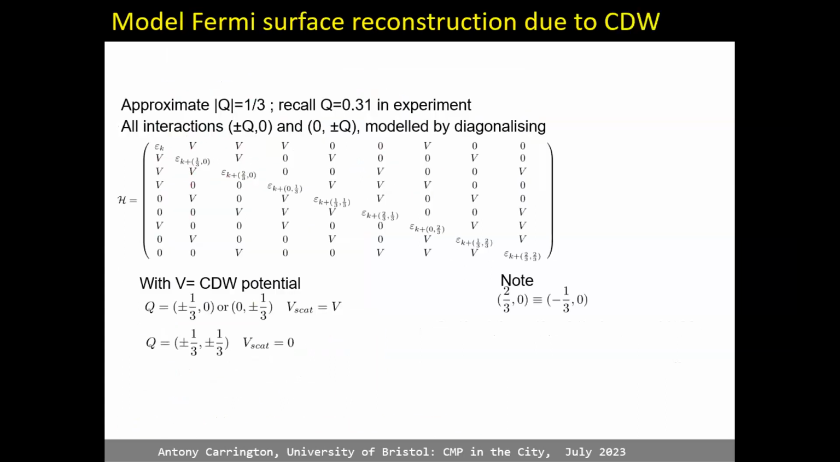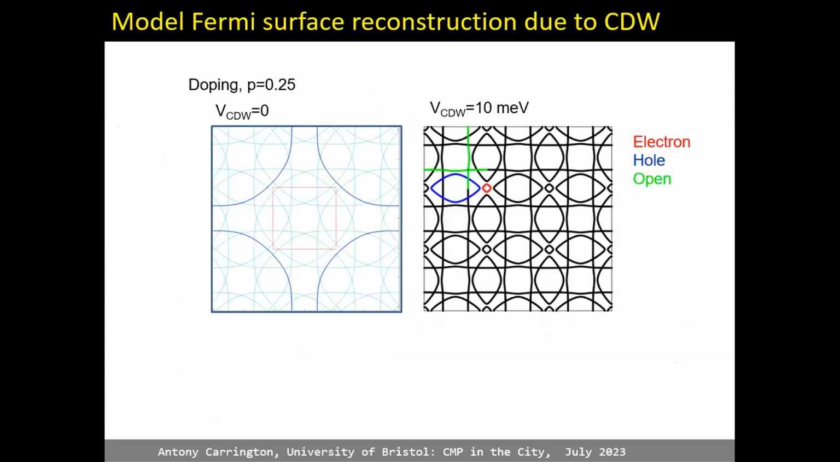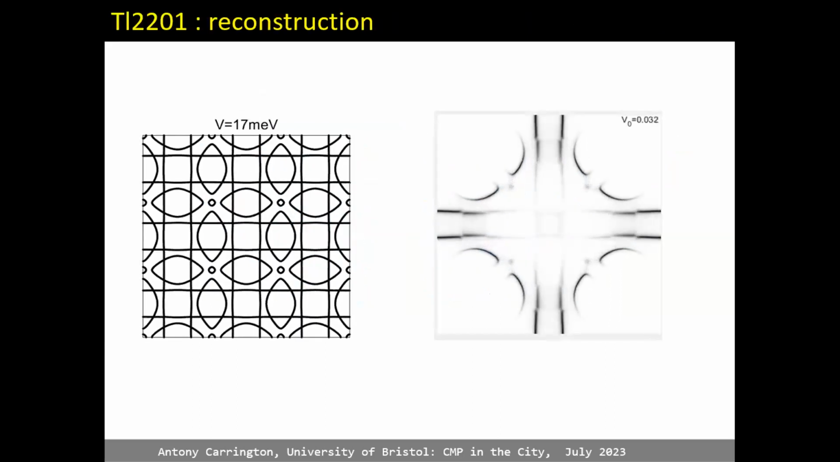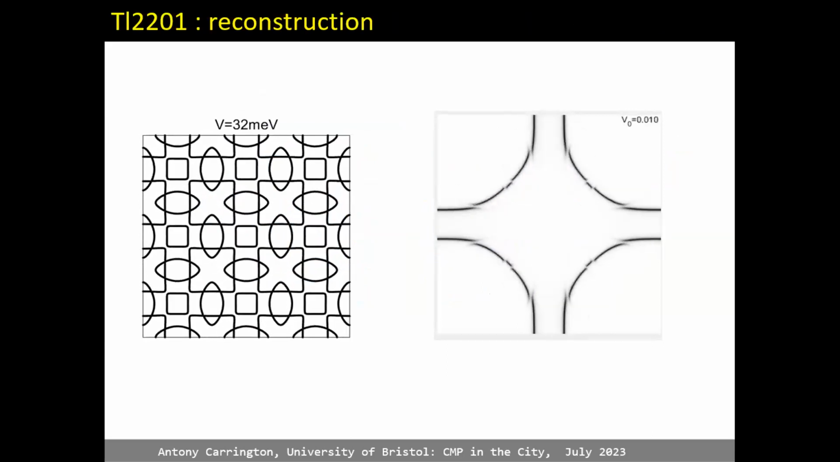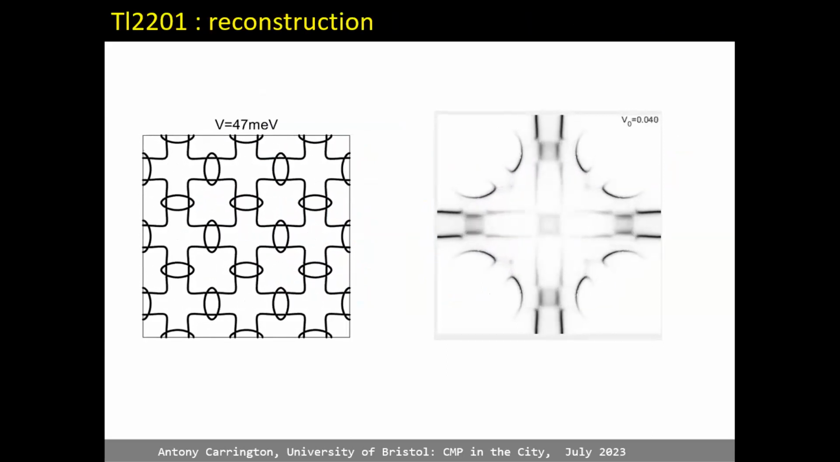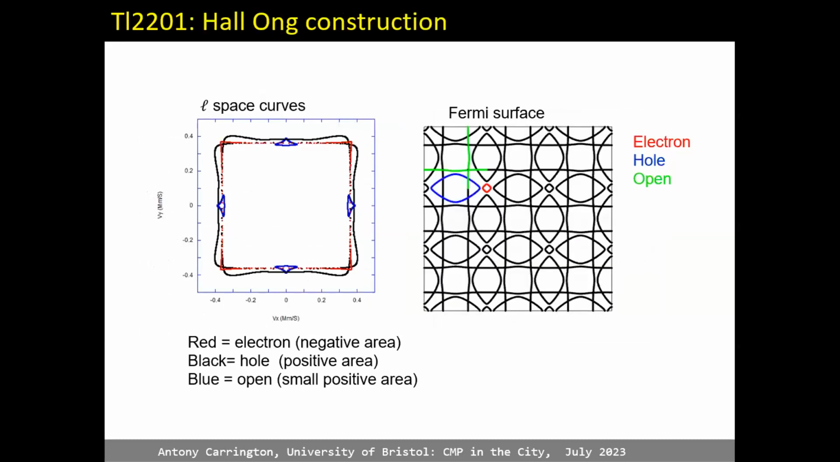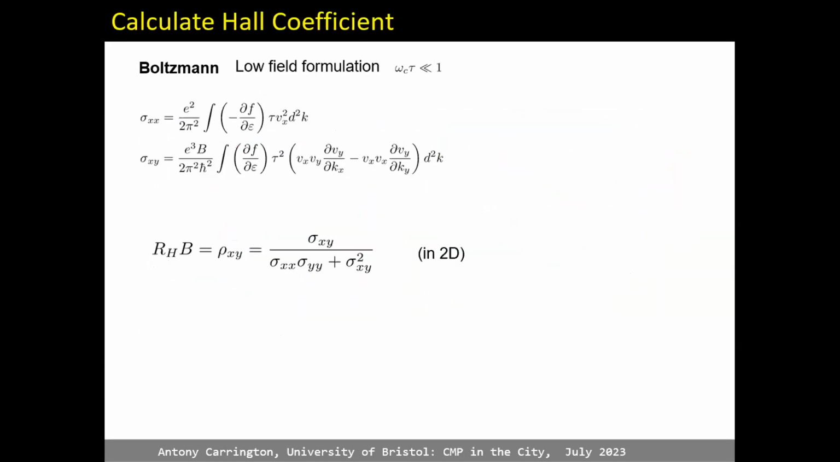However, if we do believe there's a charge density wave, then we can calculate transport properties. So we do this in the normal way by diagonalizing a very big matrix. And if we do that, it ends up that the Fermi surface is reconstructed, and you get hole pockets, electron pockets, and open sections of Fermi surface. And as you crank up the potential, then you make the electron pockets smaller, and eventually they disappear.